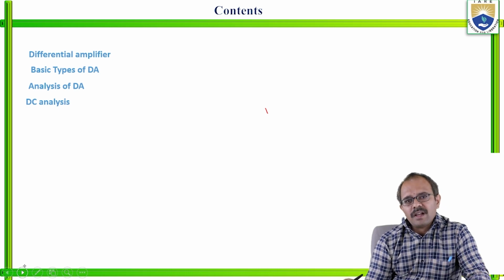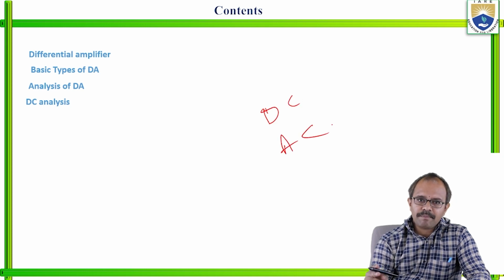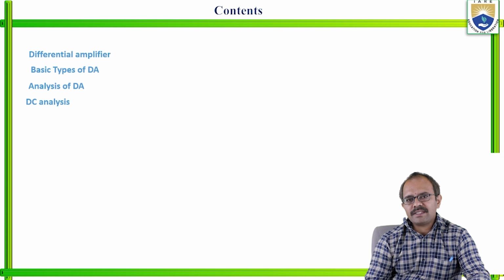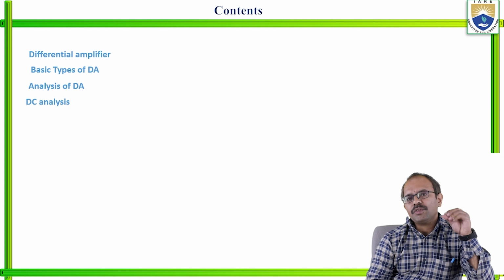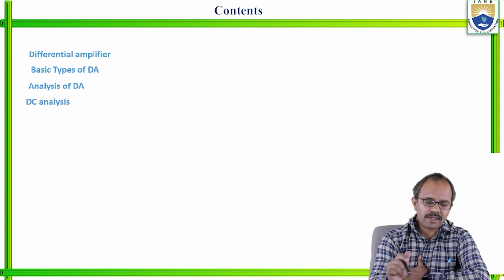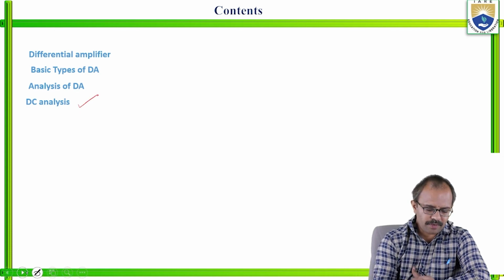It is not only for the differential amplifier. Even if you consider a basic amplifier, there are two ways. One is the DC analysis and the other is the AC analysis. If you consider any amplifier circuit, these are the two basic natures of the analysis. In this lecture, we will focus on the analysis of the differential amplifier in the context of DC. That is, we will perform the DC analysis here.